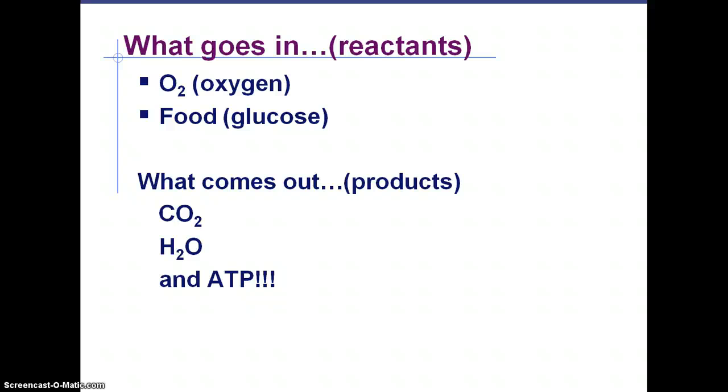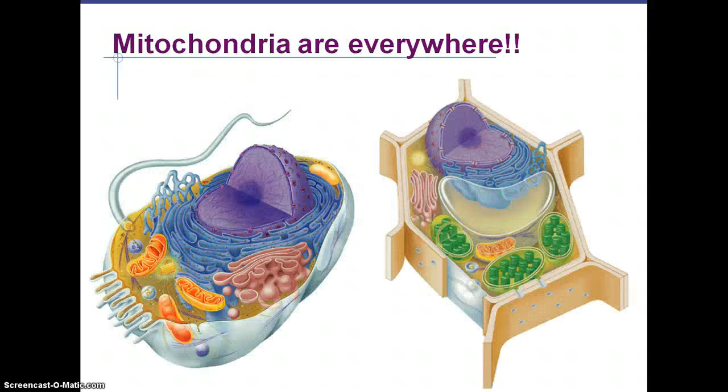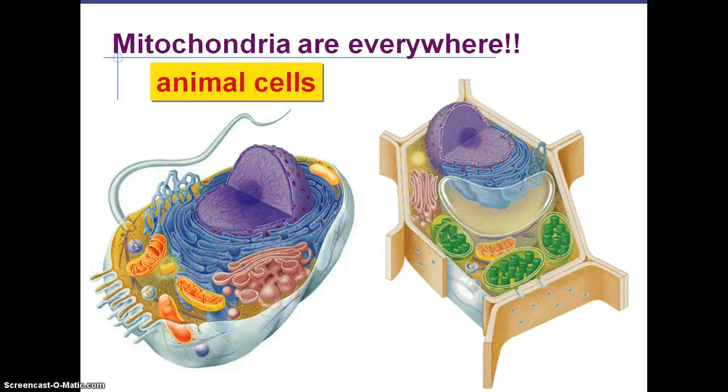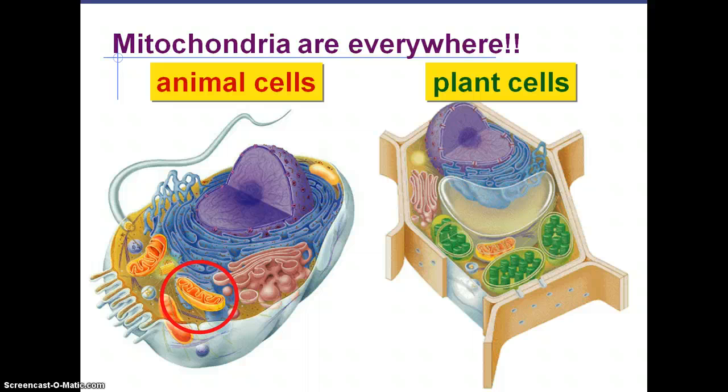Mitochondria are everywhere. Please remember, mitochondria are in both plant cells and animal cells, and without them, plants would not make sugar. They don't make sugar just for us to eat. So aerobic cellular respiration in the mitochondria occurs in both plant and animal cells.